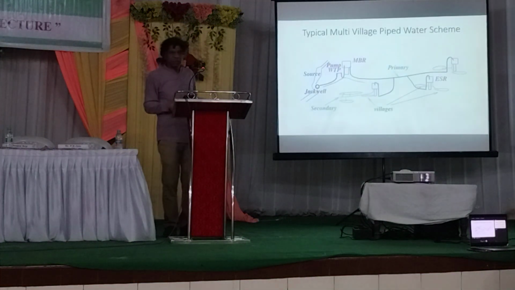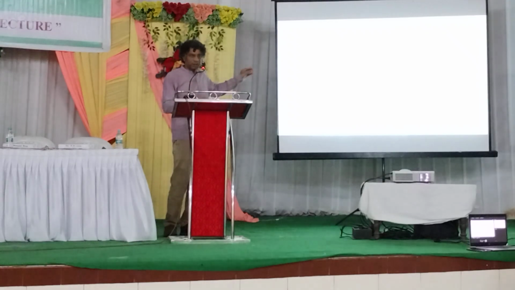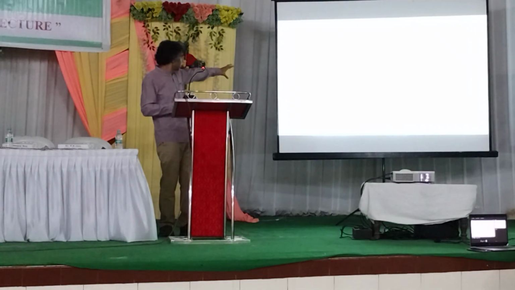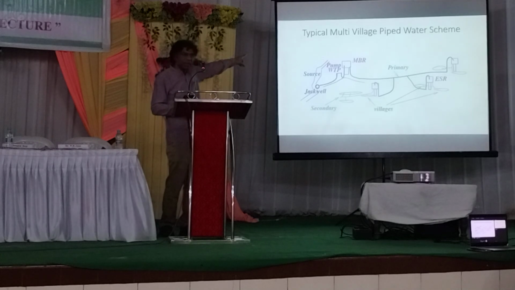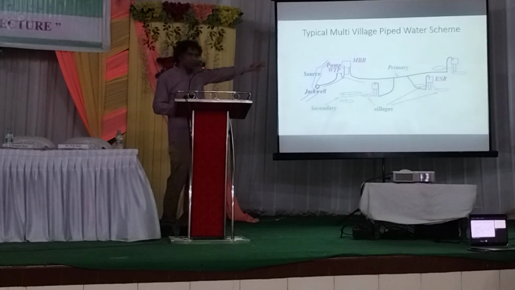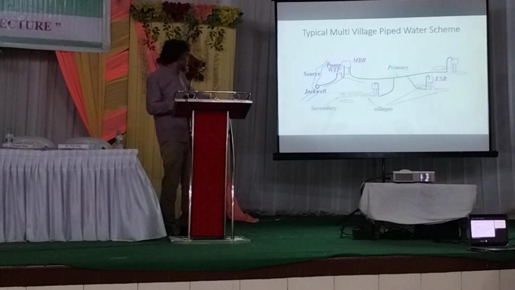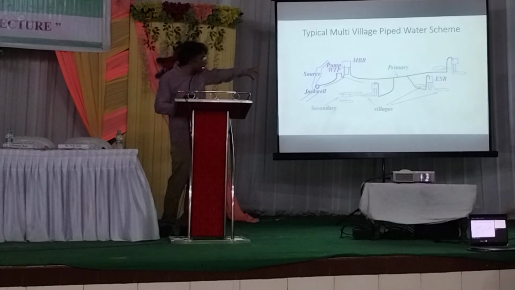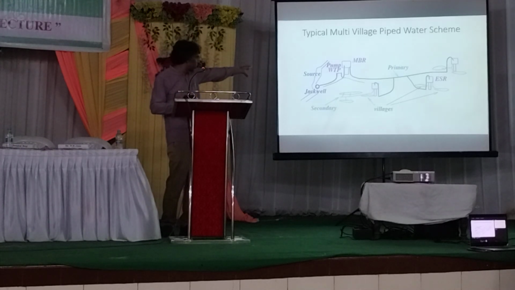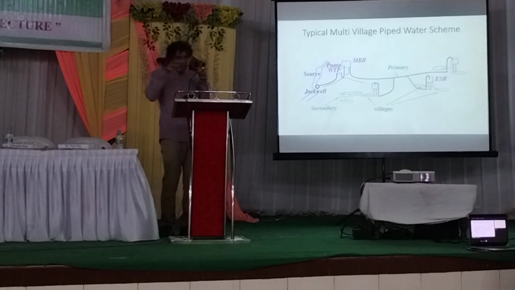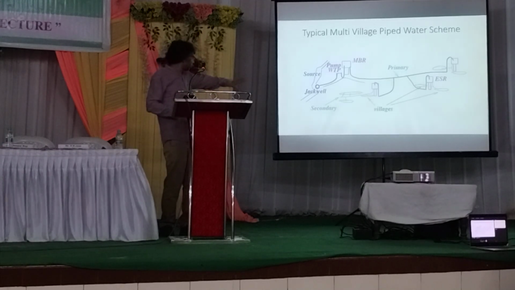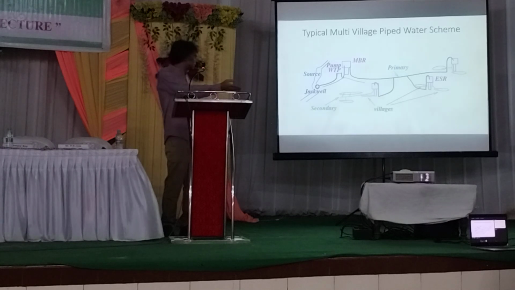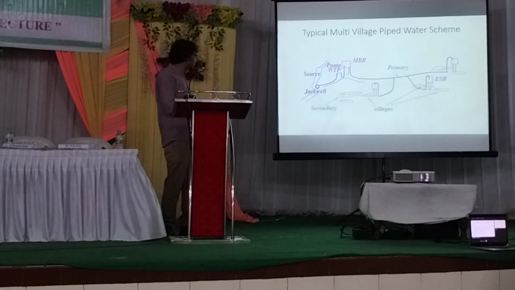So of course many people here would know it by heart, but for the benefit of some people. This is a typical multi-village water scheme. There is a main tank, MBR, mass reservoir. Then there are the ESR, elevated storage reservoir. So from MBR, the primary network goes, you fill the ESR. With each ESR, then we will fill a subset of villages. This part is called a secondary network. So this is the base.